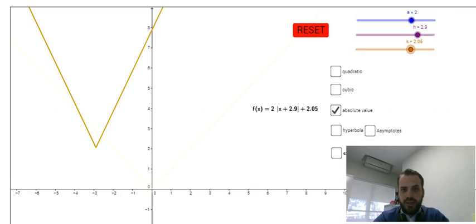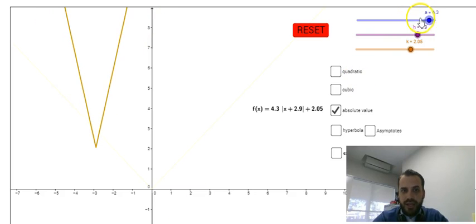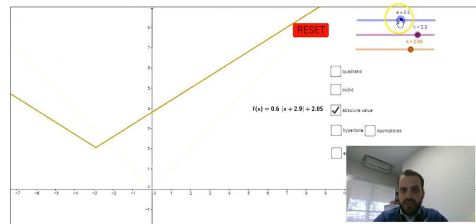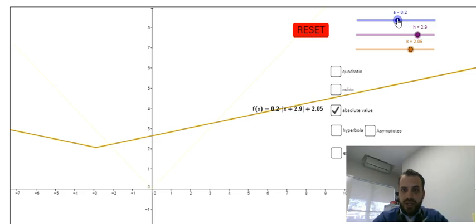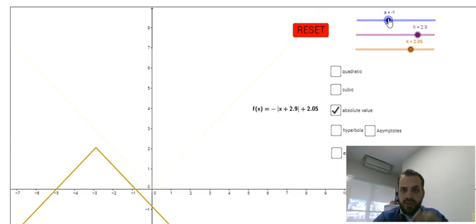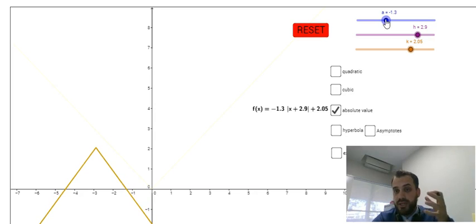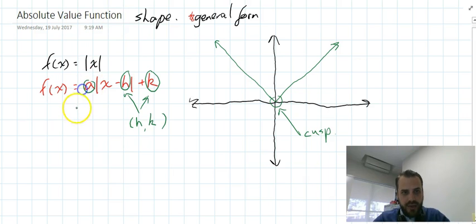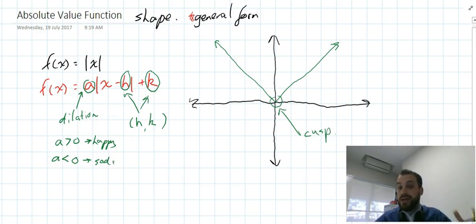Oops, let's try that again. There we are. Now a, you can see what a does is change the dilation of our absolute value function. And if I move it to negative, it turns our absolute value function upside down, a negative value there. So that a value is determining the dilation of our absolute value function, and if a is greater than 0, then let's be a bit silly here and call this a happy one, and if a is less than 0, then it's going to be a sad absolute value function.